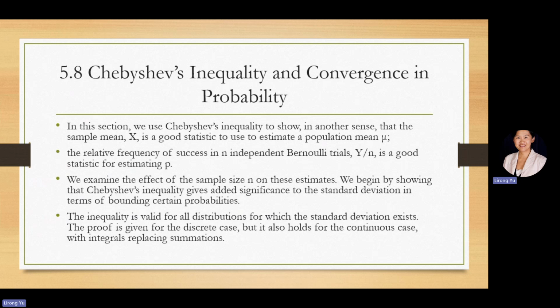We already talked about a couple of estimations. We said the sample mean, X bar, is the estimation for the population mean mu. The sample variance S squared is an approximation for the population variance sigma squared. Now here we're saying Y over n is an estimator, or a statistical estimate, for the proportion p. So this section will illustrate that process in a probability sense.